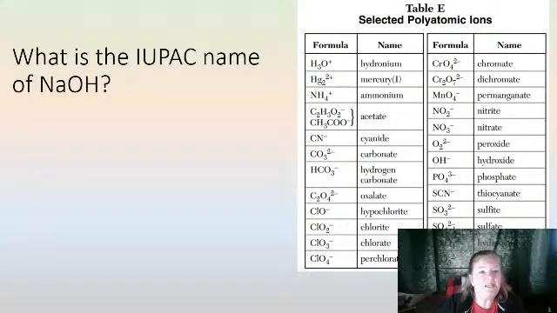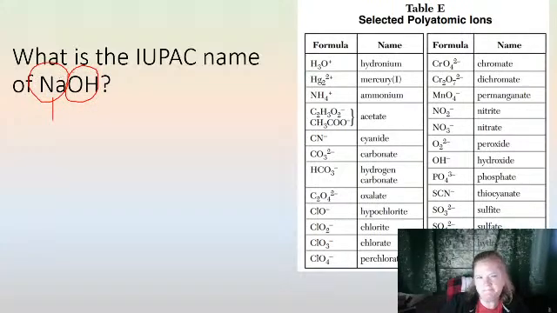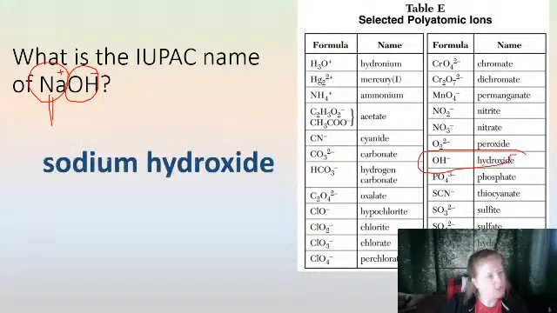What is the IUPAC name of this? Well, I need the name of this. You should know that one, sodium. And then this, okay, when it has more than 2 elements, you know I'm finding something on table E. So then I go and I look here and I keep looking, and sometimes you miss it at first and then you find it. Now, why was this the formula? Because that was +1 and that was -1. So the name is sodium hydroxide.